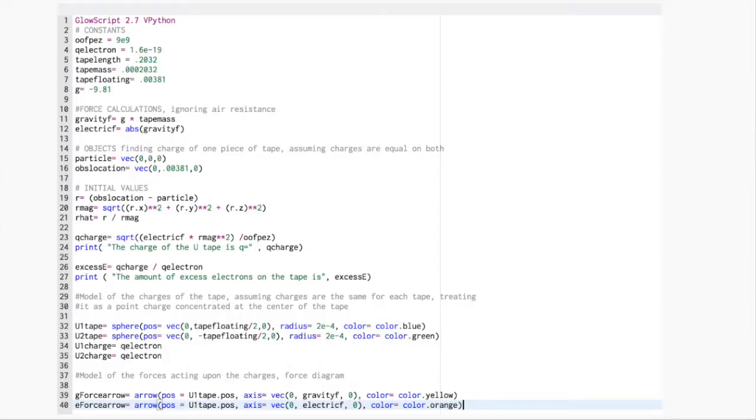As you can see in my code, I have the constants, the force calculations, the objects, and initial values to show the charge of the U-tape and the excess electrons. I also have coded the force diagram that's acting on the tape as a point charge. I have also listed in the comments the assumptions that were made in the lab protocol of ignoring air resistance and assuming that the charges between the 2 pieces of tape were the same for the force diagram.